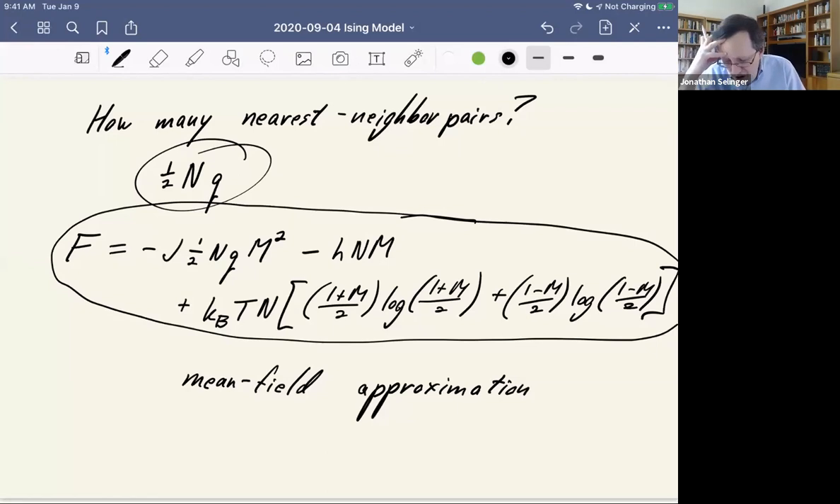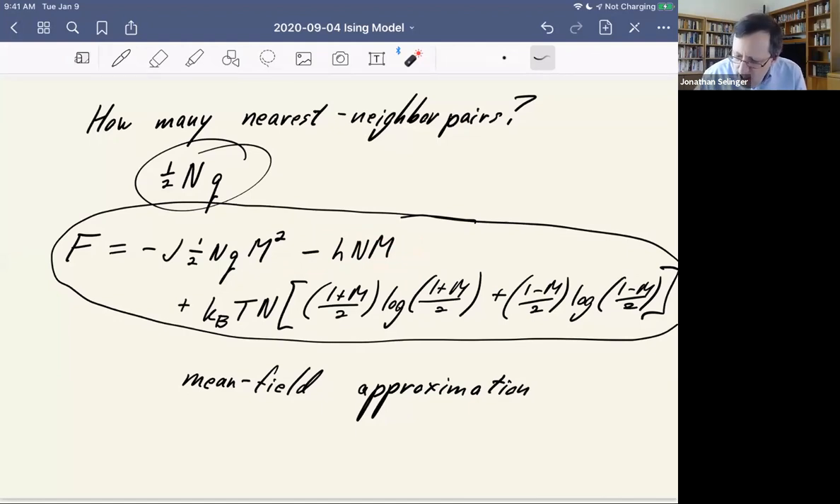Now, this equation, even with the approximation, might look a little bit confusing. So let's try to interpret it. First, I already looked at examples where there's an H but no J. Now, how about some examples where there's a J but no H? So let's do that. I'm going to temporarily not think about H.